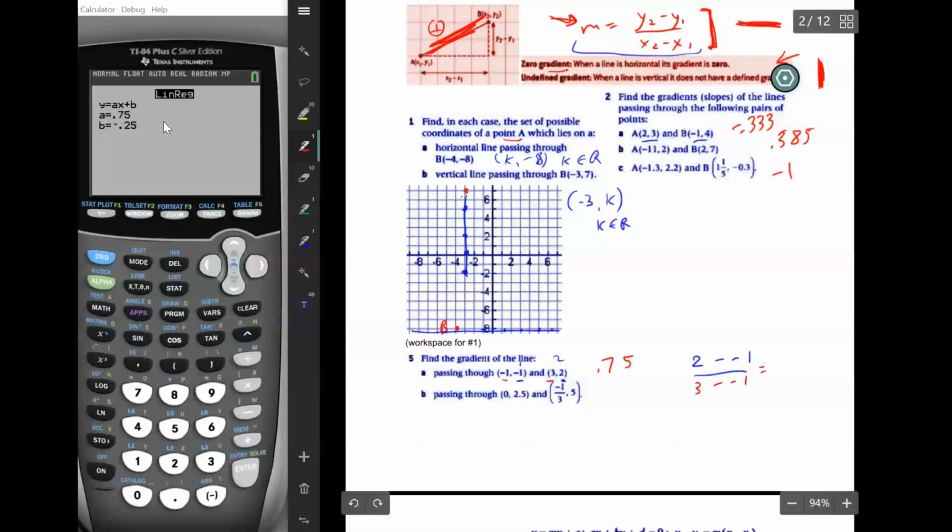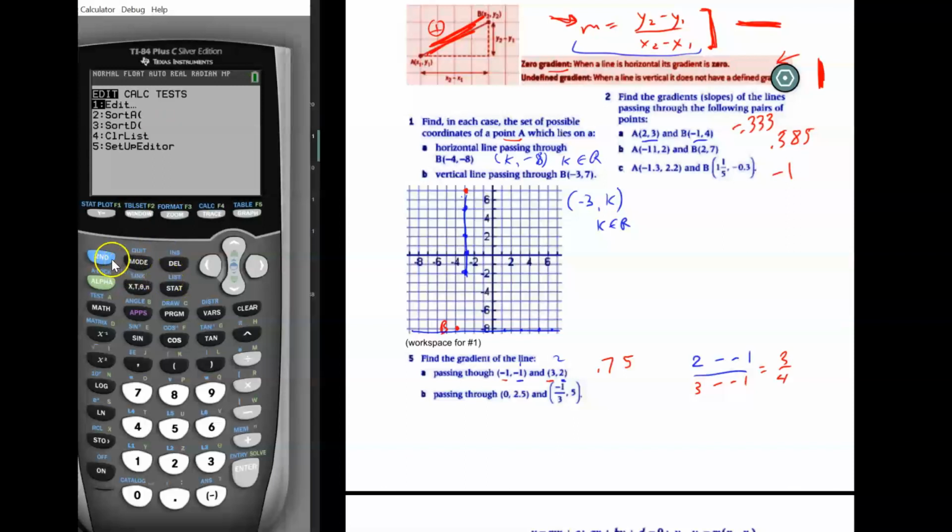And so it's 2 minus a -1, which is 2 plus 1, which is 3. And it's 3 minus -1, which is 3 plus 1, which is 4. And I get 3/4, which is 0.75. So you can see that even if you do it the hard way, you'll get the same answer.